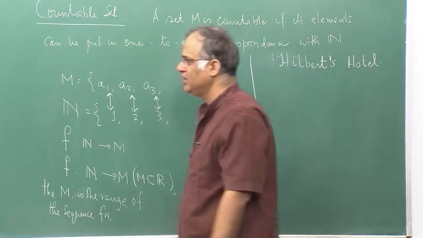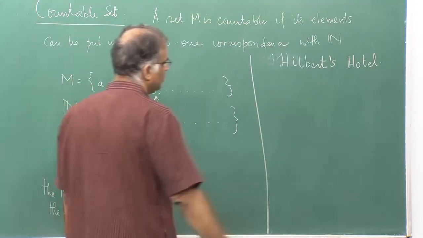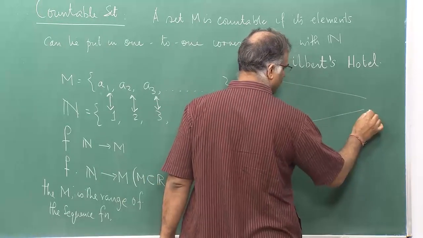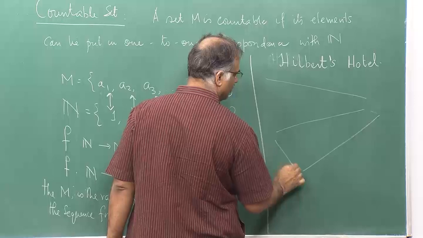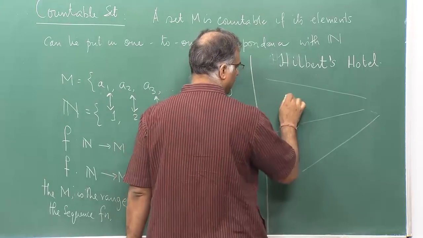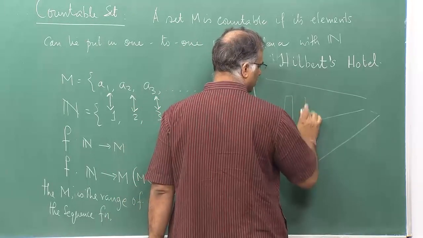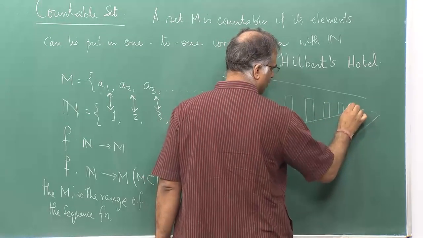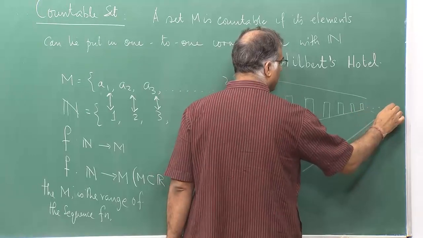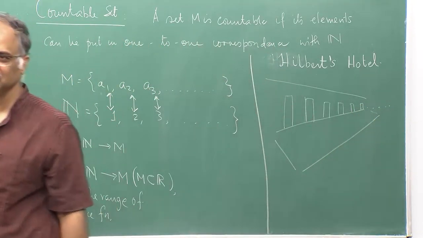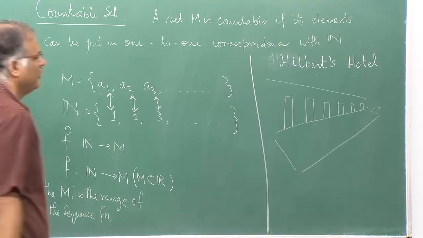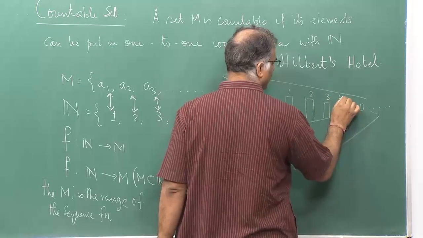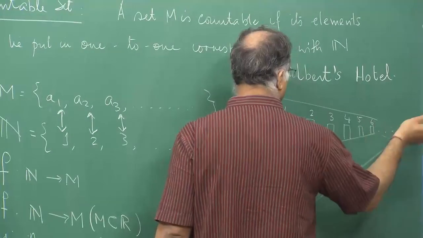So there is this strange hotel, say beside a nice hotel. This is the balcony sort of thing. And here are the rooms. It's a very strange hotel. It's an infinite hotel. And then, this is room number 1, this is room number 2, room number 3, 4, 5, 6, and so on.